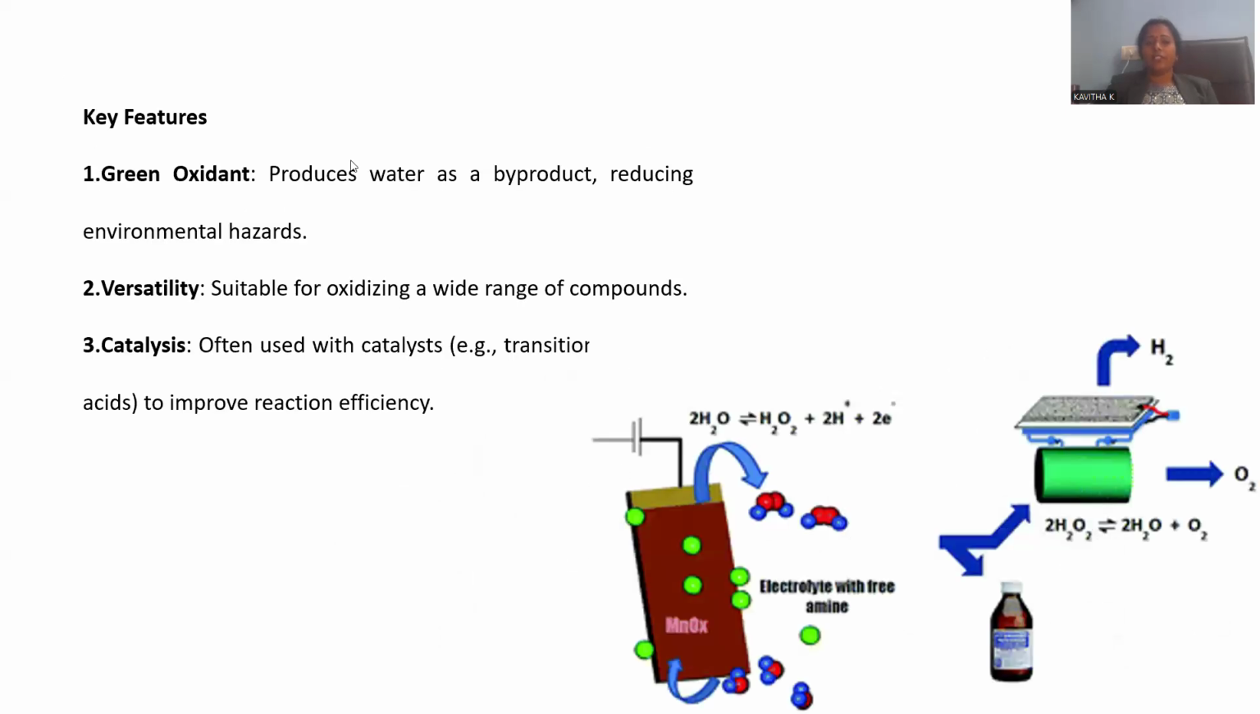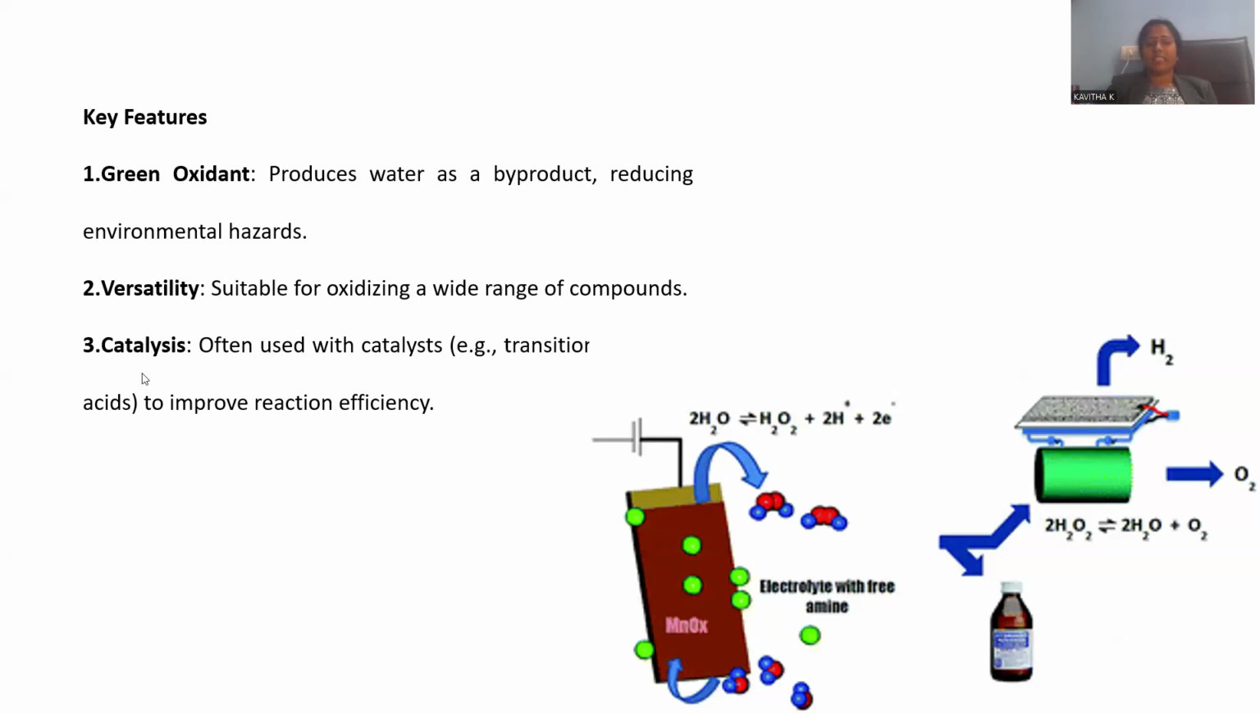Now let's see the key features of hydrogen peroxide. It is a kind of green oxidant. Why are we saying green oxidant? The ultimate product is water. Water may not cause any harmful impact to the environment, so it is environmentally benign in nature. So it is a kind of green oxidant. Versatility: suitability for oxidizing a wide range of compounds. It is not restricted or limited to only one kind of reaction. Rather, you can apply hydrogen peroxide in multiple reactions in order to carry out the oxidation process conveniently. That's why there is versatility. It is applied in a wide range of oxidation processes. That is called versatility.